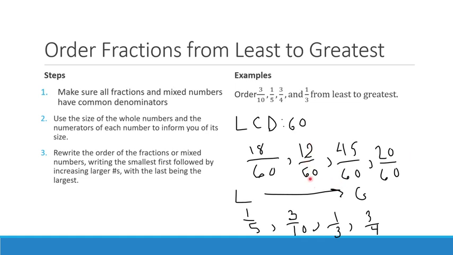12/60. Notice 12/60 is 1/5. So 1/5 is my smallest fraction. The next smallest is 18/60, or 3/10. Third is 20/60, or 1/3. And lastly, 45/60, that's 3/4. So 1/5, 3/10, 1/3, and 3/4.